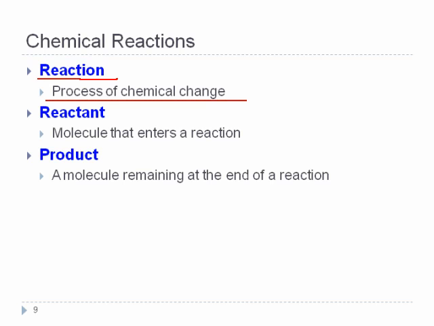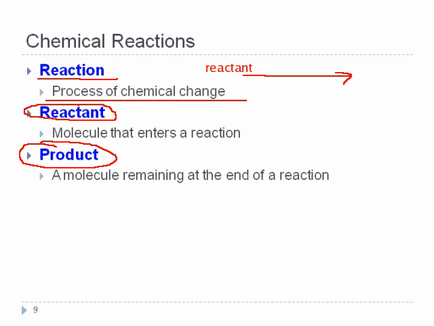A reaction is just a process, some sort of a chemical change that takes place. We can write these chemical reactions as equations, like I just showed you on the previous screen, using an arrow to show the reaction. So a reactant is what we start with. A reactant is a molecule that enters the reaction. And the product is what's left, what's produced, a molecule that remains at the end of a reaction. And so when we write an equation, we write the reactant, an arrow, and the product of the reaction.